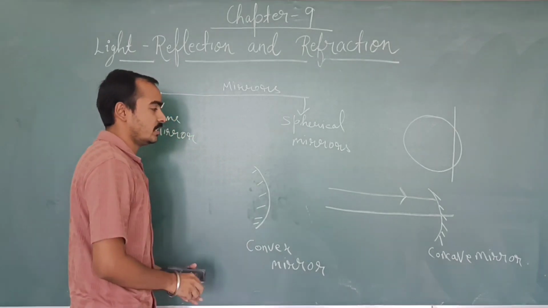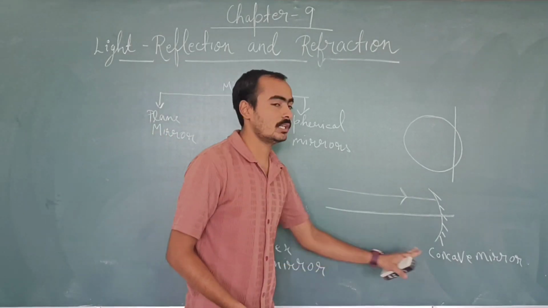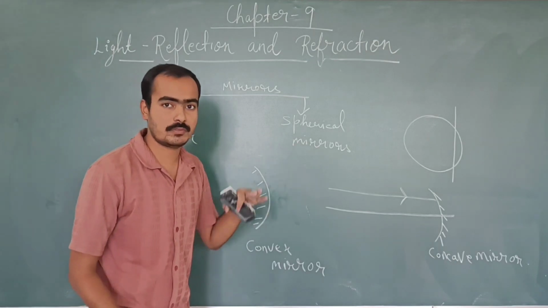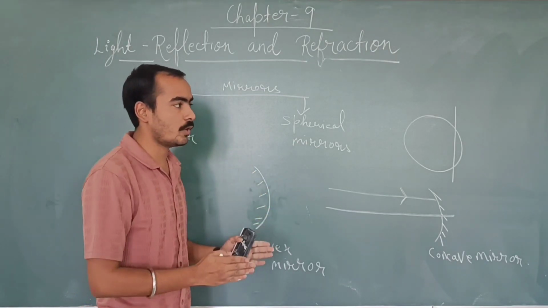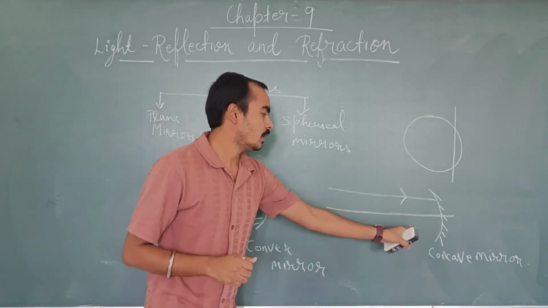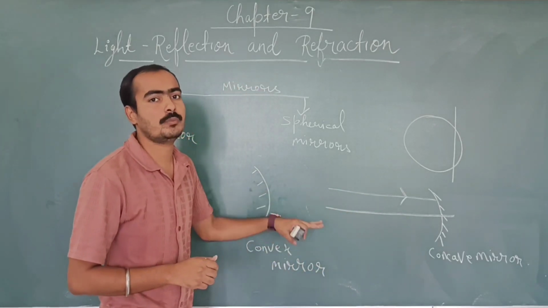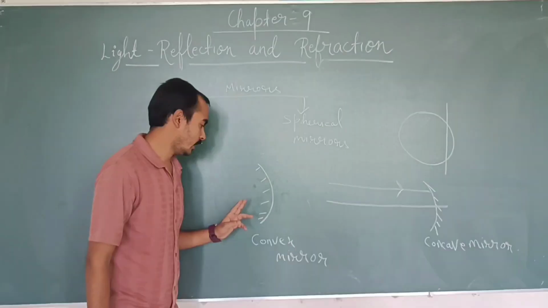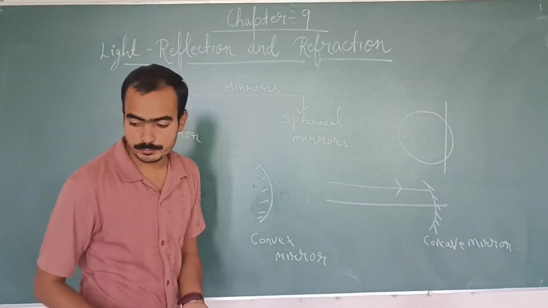Now one very interesting thing is that these mirrors do not act like the plane mirror. In the plane mirror, we have seen that the size of the object is equal to the size of the image. But these mirrors have many different properties than the plane mirror just due to their shape. And this is the convex mirror.